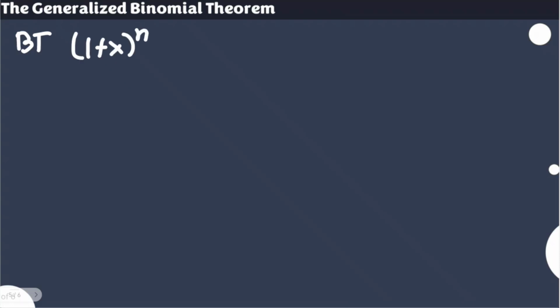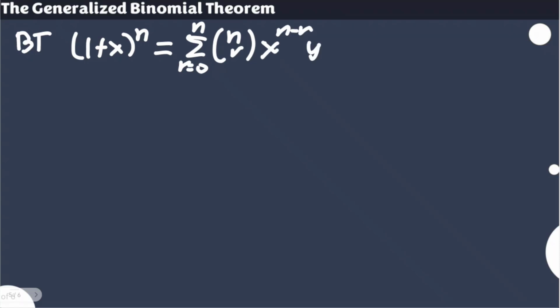In the binomial theorem, if we're going to expand a binomial expression with n being an integer, this is equal to the summation of n taken r, x to the power of r, as r goes from 0 to n. But of course, this could also be written as x to the power of n minus r, y to the power of r, where y stands for the second term.